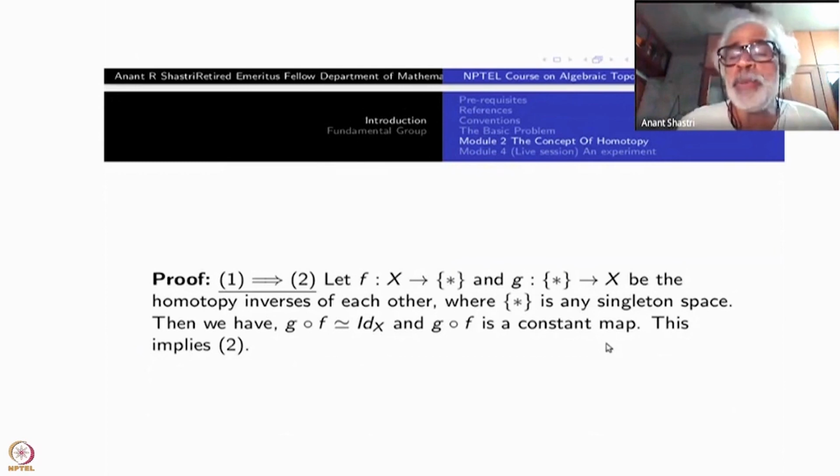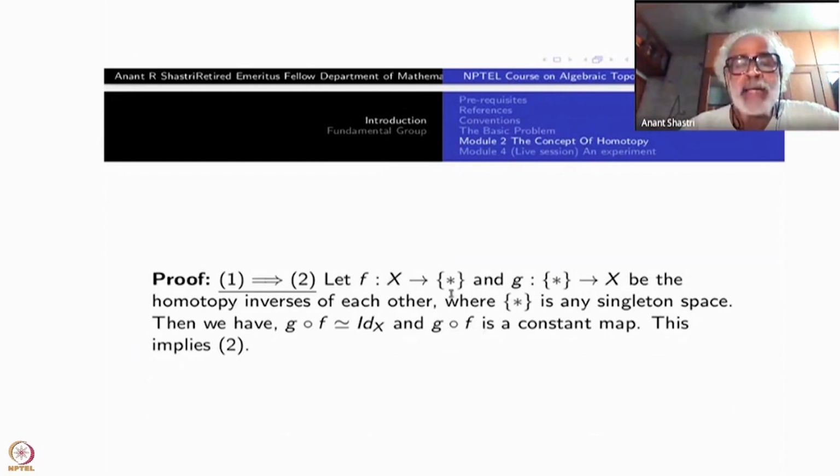That it is homotopy type of a single point means I'm taking Y as a single point space. F is a map from X to Y, and G is a map from Y to X. What is Y? Y is a single point. They are homotopy inverses of each other. Okay, what does it mean? G composite F is homotopic to identity.